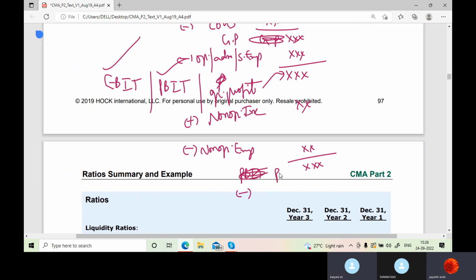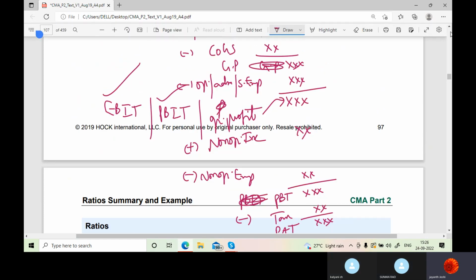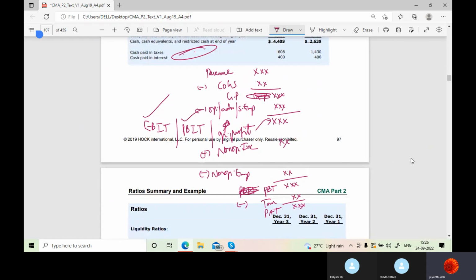Tax, EBIT, profit after tax. This is the neat format. If you wish to write, you can write down. I'll move forward. Nothing but we have to find out the operating profit. So it's operating profit by net sales into 100.